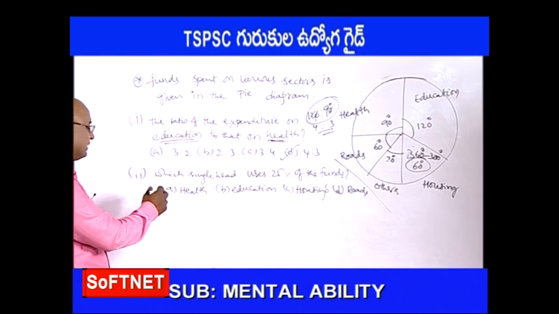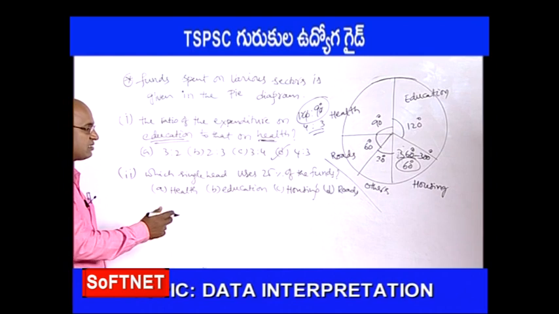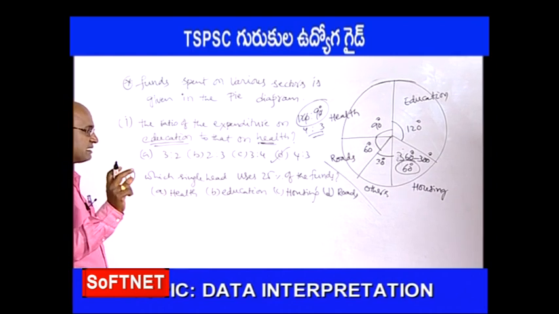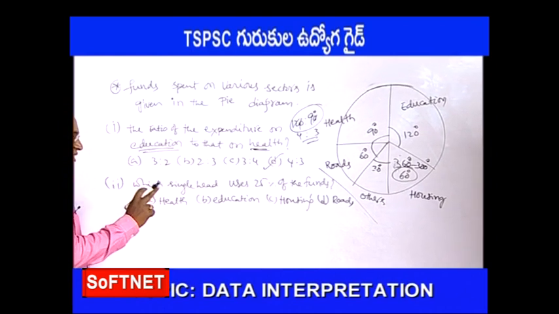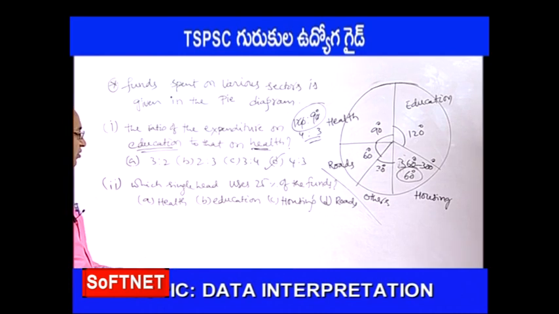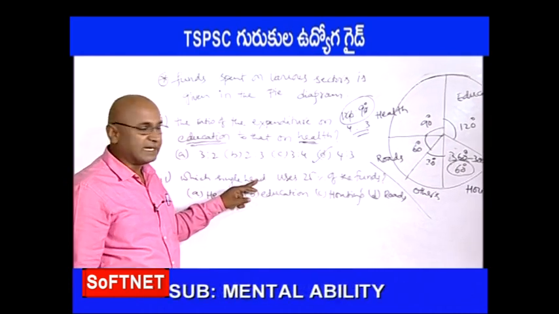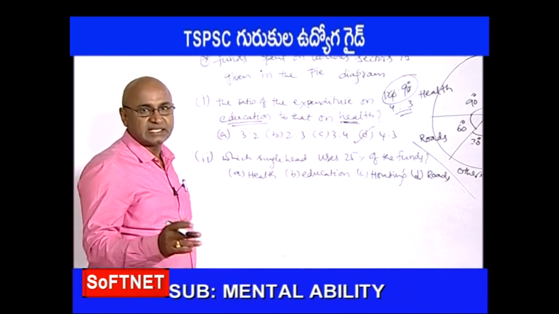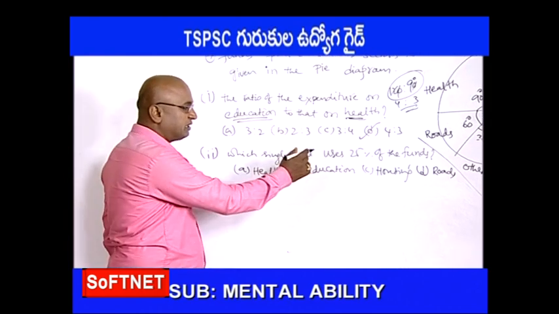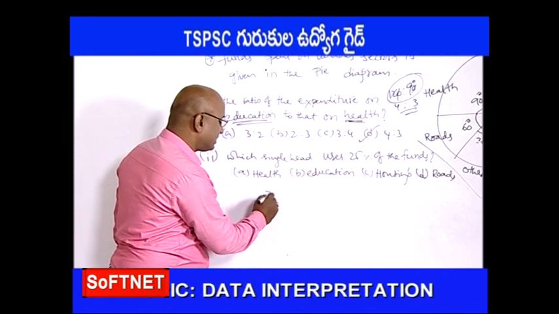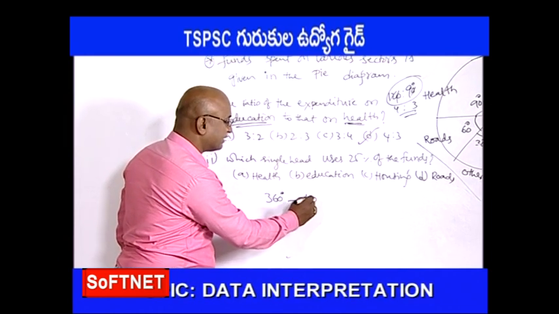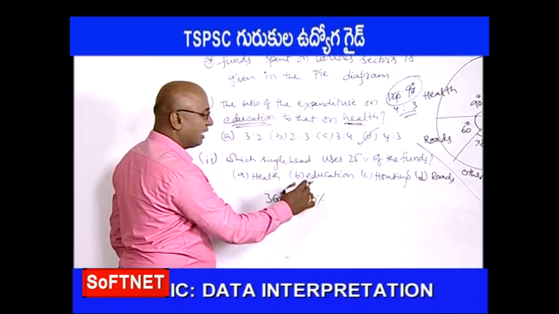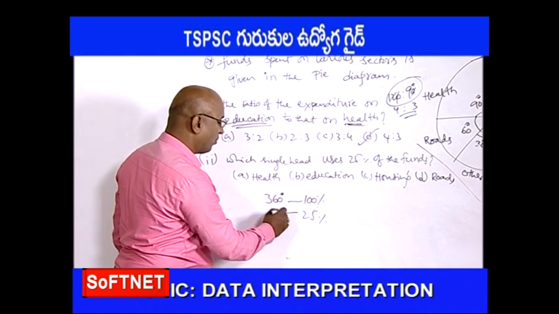The next question is like this. Which single head uses 25% of the funds? Health, education, housing, roads. So out of 100% of the funds, 25% is how much? Got it? For which sector has it been allocated? So 25% means what? 360 degrees is equal to 100%. Then 25% is how much?